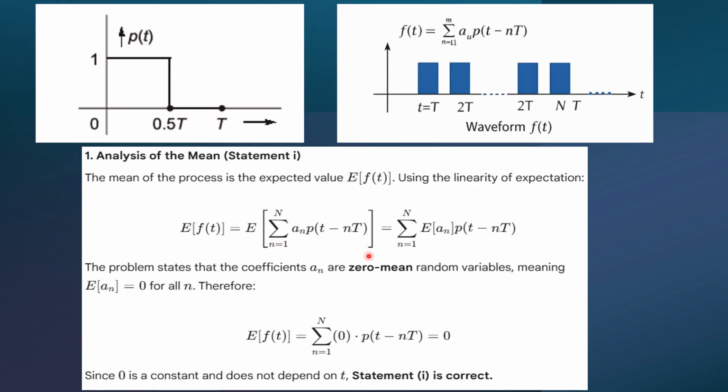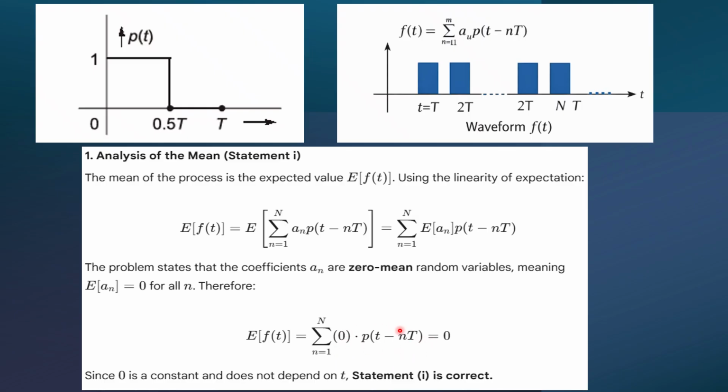So this is the mean. Exactly how can you find it? Here you can just take out the expectation of A of n, and then it will be multiplied by P of t minus n of t. So this is your function P of t, right? P of t is equal to 1. Now it is already given that the expectation of A of n is equal to 0. So if you replace the value of A of n with 0, it is 0 into P of t minus n of t.